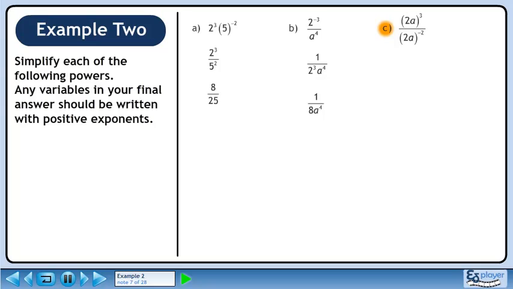Now move on to part C. We are dividing powers at the same base, so we can subtract the exponents. This gives us 2a raised to the power of 5. Raise both the 2 and the a to the power of 5. This gives 32a to the 5.